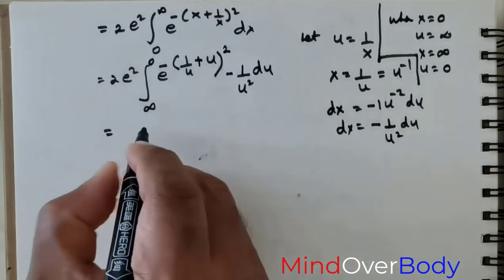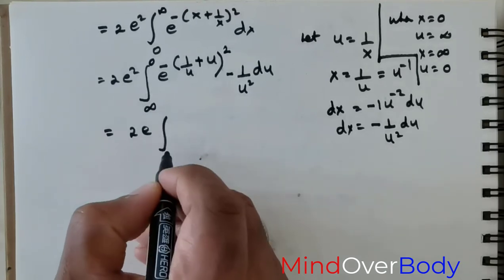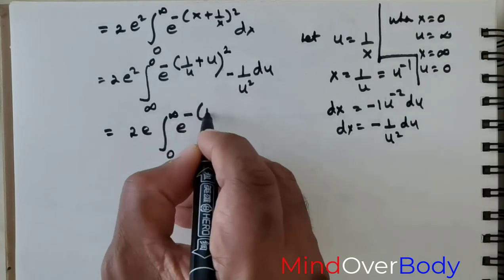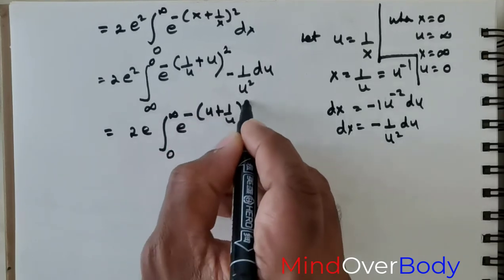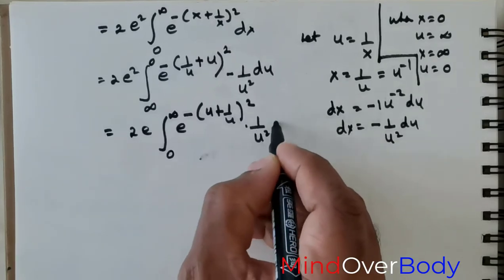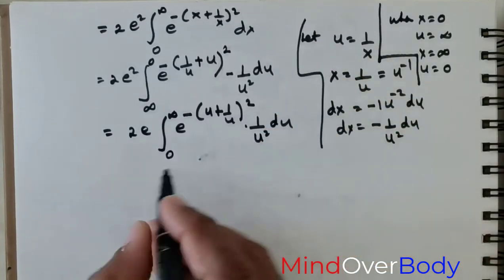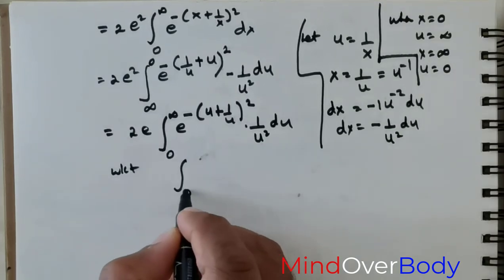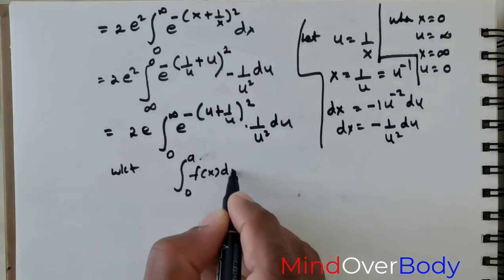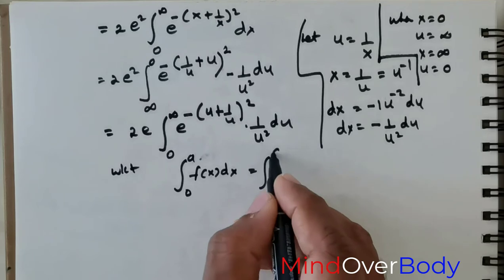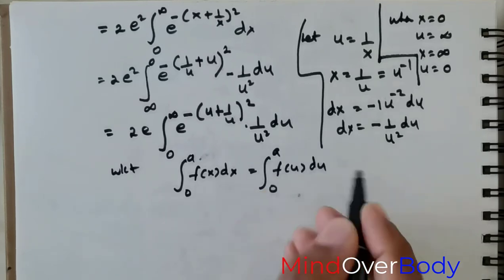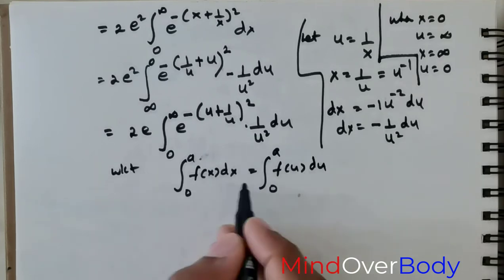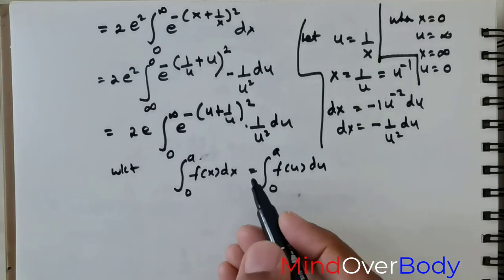So this is equal to 2 times e squared, integral 0 to infinity, e raised to the power of negative of (u plus 1 over u) raised to the power of 2 times 1 over u squared times du. Now there is a property in integrals, that is, integral 0 to a of f of x dx is equal to integral 0 to a of f of u du. In other words, by changing the variable from x to u, the integral remains the same, right? So there wouldn't be any change at all.